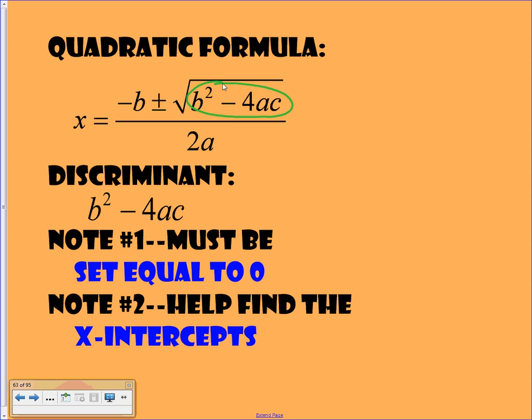The discriminant will tell us a lot of things, and especially how many solutions there are. We'll talk about that in a minute. Sometimes I might just ask you to say how many, and then you're just looking at that part. In order to use the quadratic formula, it must be set equal to 0, and it helps us find the x-intercept, so it tells us where it's going to intercept the x-axis. Pause if you need to get this information down. Otherwise, we'll move on to example A.